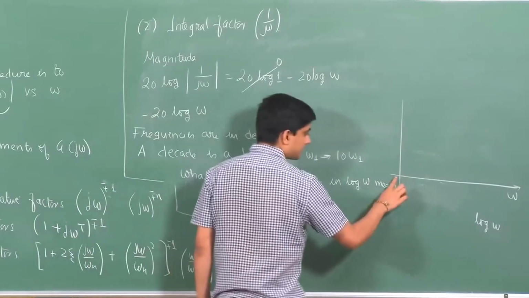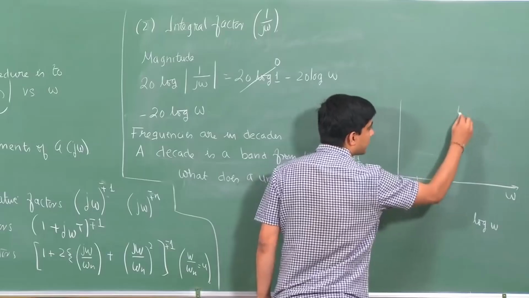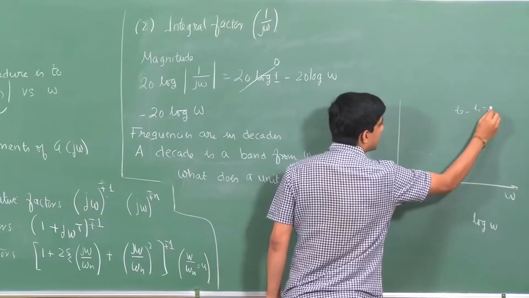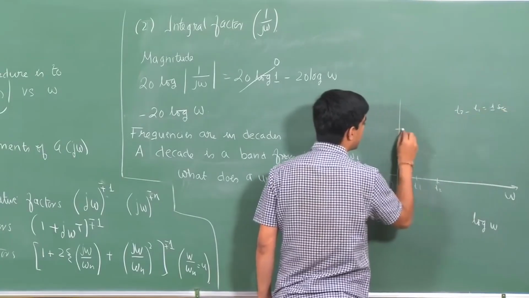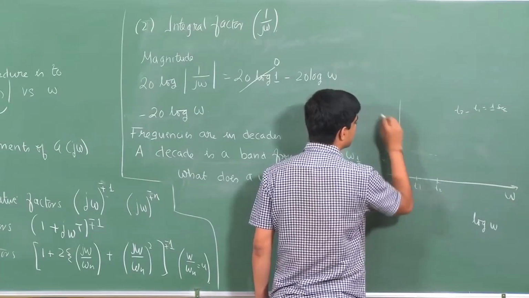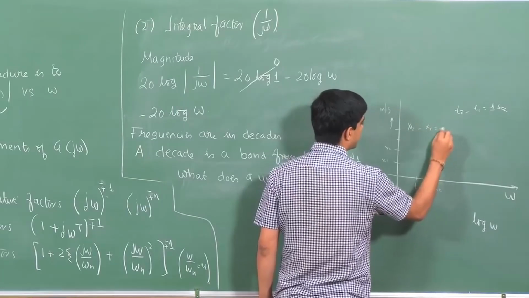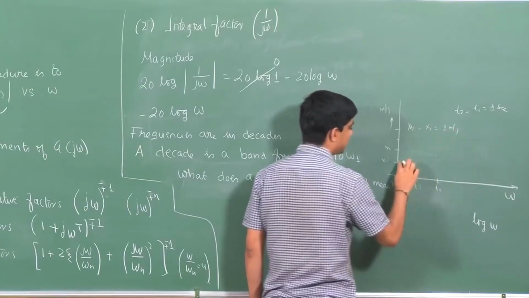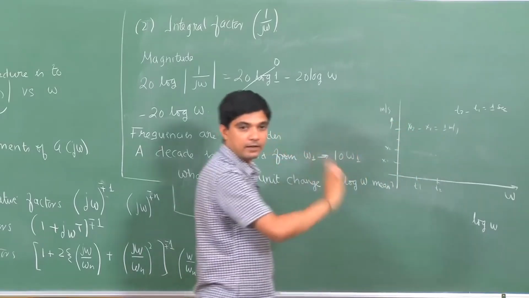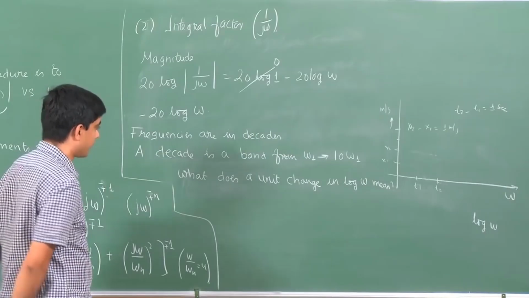If it is just by time, I will say this is t1, t2, and then t2 minus t1 is 1 second, right? And if it is some other thing, like velocity in meters per second, x1, x2, then x2 minus x1 is say 1 meter per second, right? These are the units we learn in high school for drawing graphs. Now what does a unit change in log of omega here mean?